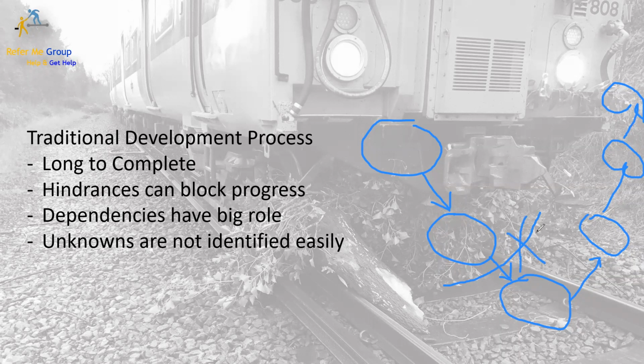Dependencies have a big role. Reason being, let's suppose in your project you have to make at least 150 functionalities. You are making all 150 functionalities in one go. So definitely there is a huge dependency in all of them. You have to resolve them. And also it was not easy to identify your unknown areas. That was a challenge in your traditional approach.